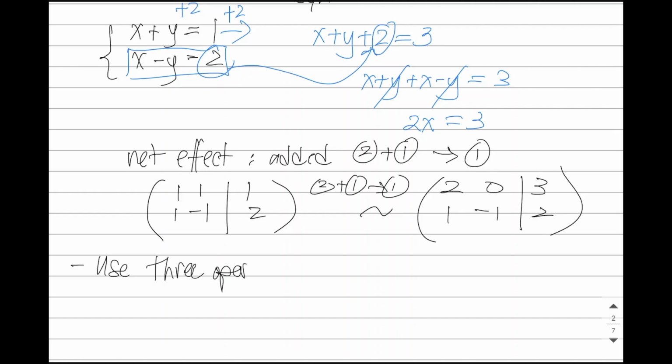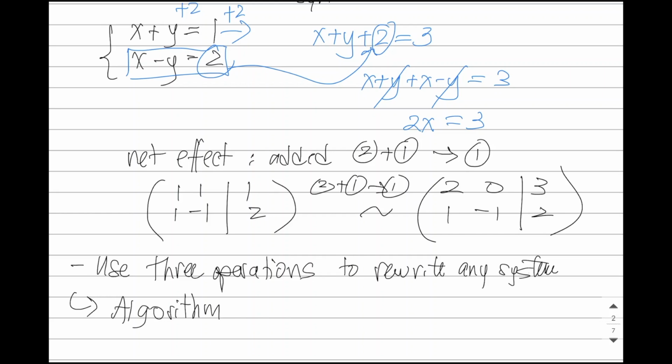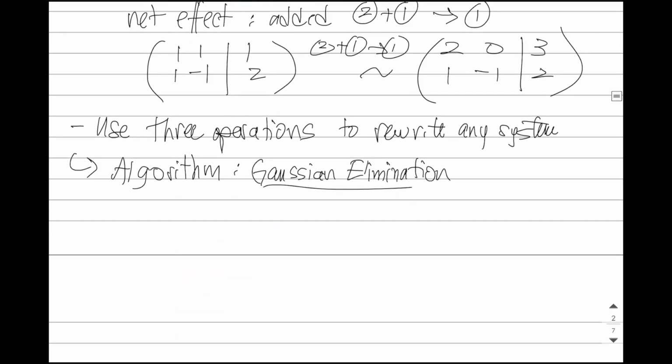So we are going to use these 3 operations to change any linear system into as close to diagonal as possible. Now, there's an algorithm that we are going to use to do this. An algorithm is a prescribed set of steps that you repeat for any situation. And this algorithm is going to be called Gaussian elimination, named after Gauss, the really famous and talented mathematician.